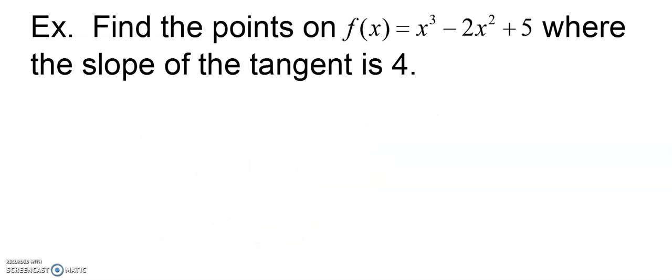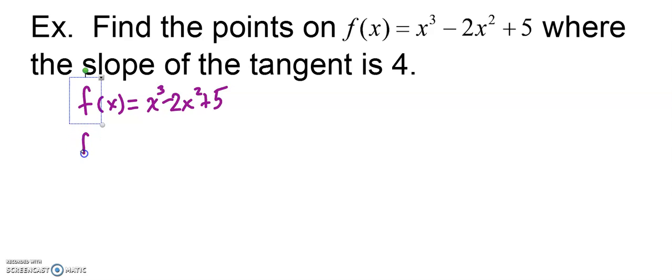Okay, this next problem is back to what we were doing before, but we're going to do some more application here. This says find the points on f of x equals x cubed minus 2x squared plus 5, where the slope of the tangent is 4. So I'm going to start by taking my equation of my function and I'm going to find his derivative. So f prime of x would equal 3x squared minus 4x.